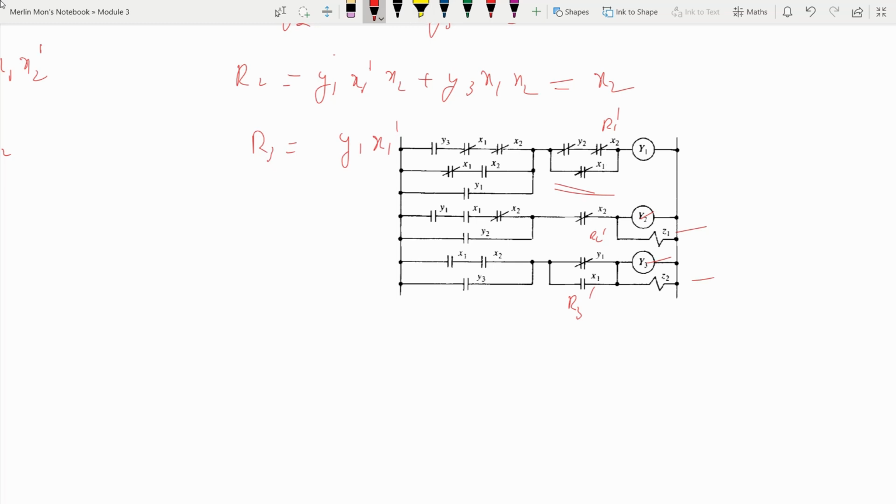You have to go through that paper also. You have to read it very carefully and work it out. I have skipped some of the calculations for R1, R2, and R1 complement, R2 complement, etc. So you have to work it out yourself.